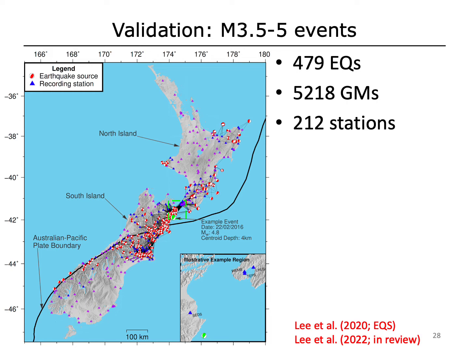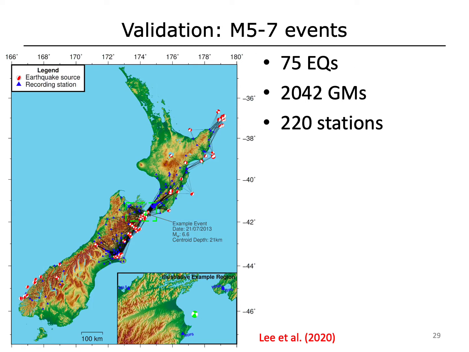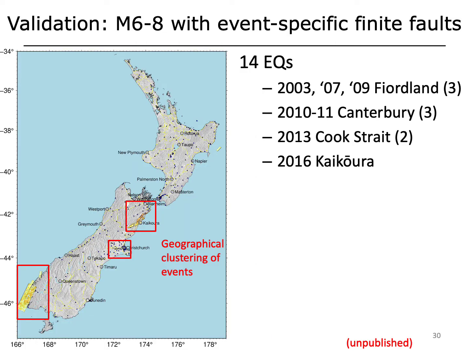we have on the order of about 500 events in New Zealand and about 5,000 ground motions. For events that are moderate in magnitude, 5 to 7, fewer events, obviously, 75, but about 2,000 different ground motions. And then larger magnitude events, but in particular events that have been recorded where we have significant event-specific details such that we can actually develop event-specific finite fault models. Currently in New Zealand, there are 14 such events.